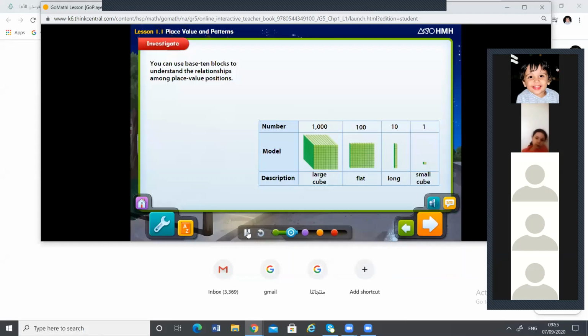Base 10 blocks to understand the relationship among place value positions.